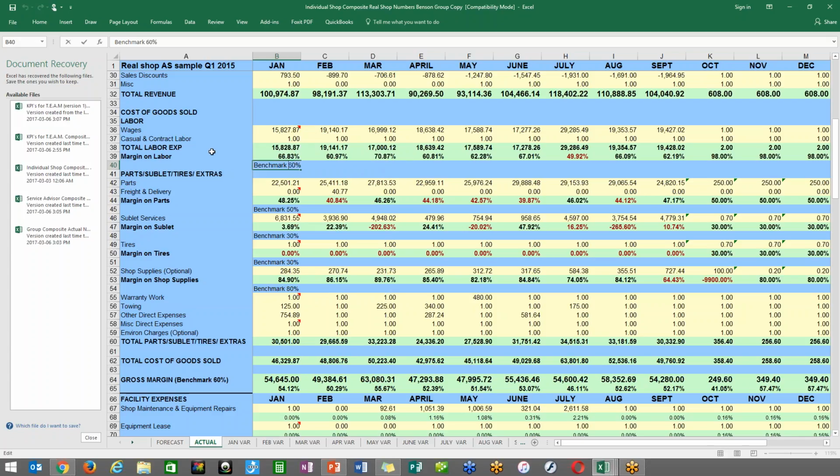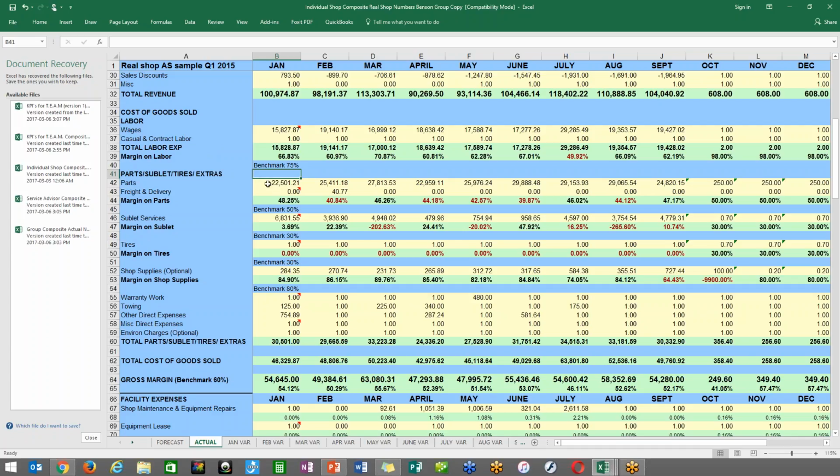I want to make this clear that the benchmark for overall gross profit is 60, but the gross profit for labor, I should say, is 75%. So he's not doing too badly. He's getting 66% gross profit, which means for every dollar that comes in the door, he's able to keep 66.83 cents of that dollar for himself after he's paid his technicians at least their wage before the payroll benefits and burdens.